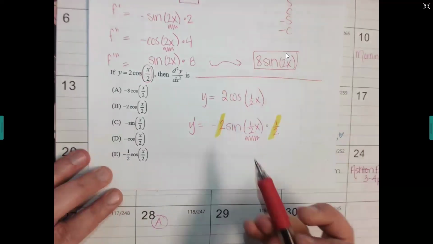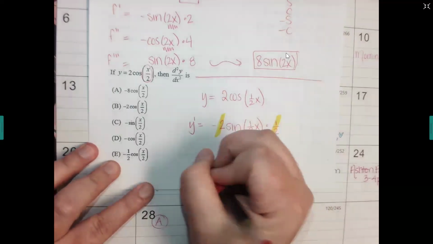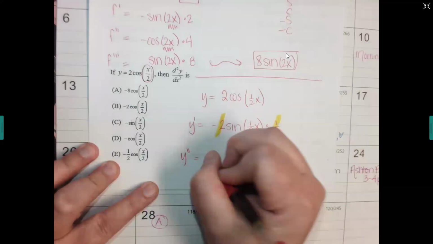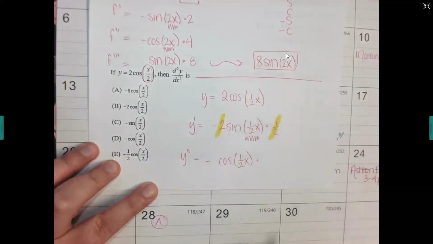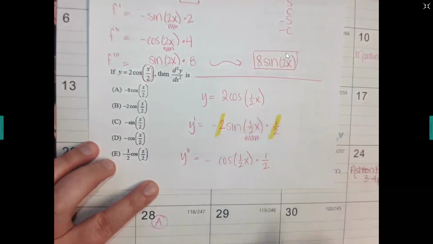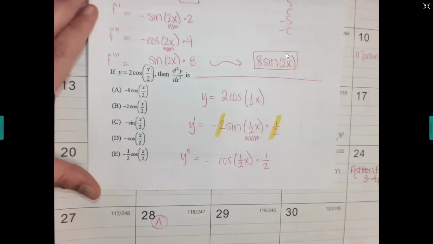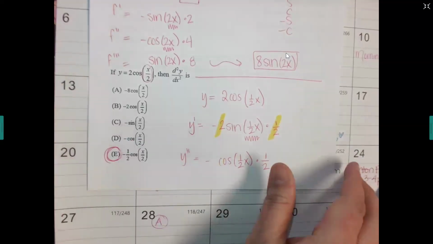Okay, next thing, I have negative sign. I need to go down a row. So what would y double prime be? Negative cosine, half x, multiplied by what from the chain rule? An extra 1/2. Now, in this case, they only asked us for d squared y dx squared. That's the second derivative. So we're good there. What do we want? E? Yeah. All right, turn the page.